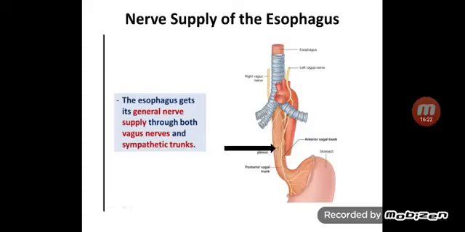Innervation of the esophagus, you remember, is through the esophageal plexus, which carries the sympathetic fibers that come from the sympathetic trunk, and the parasympathetic fibers that come from the vagus nerve. It is in the lower part of the esophagus, as I mentioned, around the esophagus, as this black arrow points. This is the esophageal plexus.